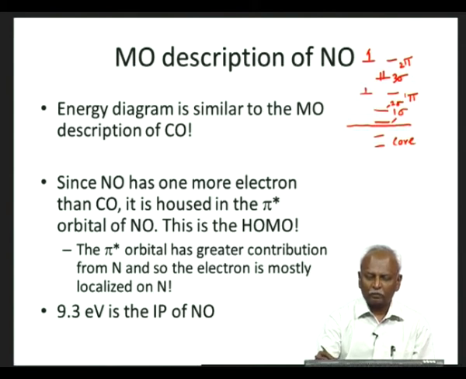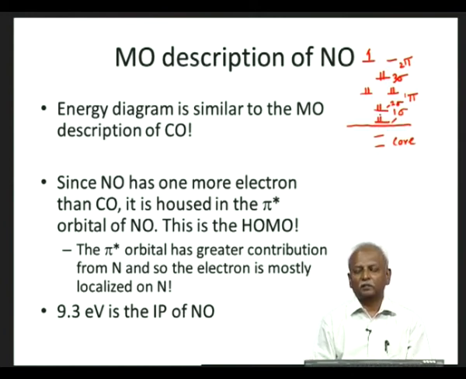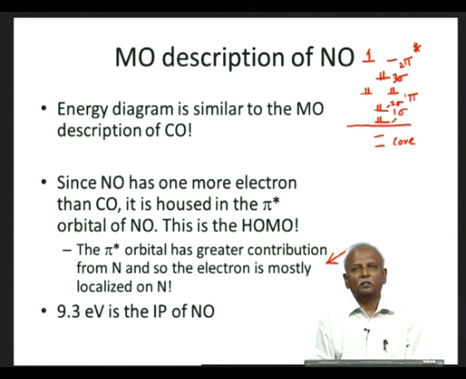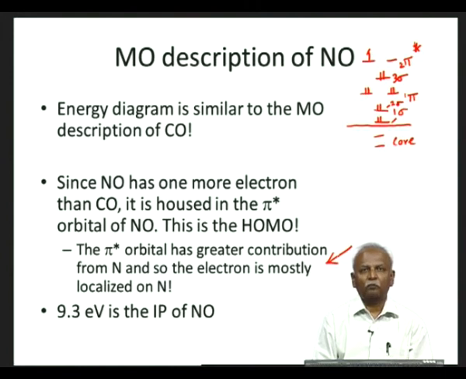You have all these orbitals which are filled with 2 electrons: 1 sigma, 2 sigma and 3 sigma are filled, and the 1 pi, a set of degenerate orbitals, has got 4 electrons, and you have 1 extra electron sitting in the 2 pi. This turns out to have antibonding character, and we normally indicate it with a star. So, the pi star orbital has got 1 electron in nitric oxide. Since the pi star orbital has got greater contribution from the nitrogen, the electron is mostly localized on the nitrogen side of NO. And this is something that we can find out from EPR spectroscopy of nitric oxide.